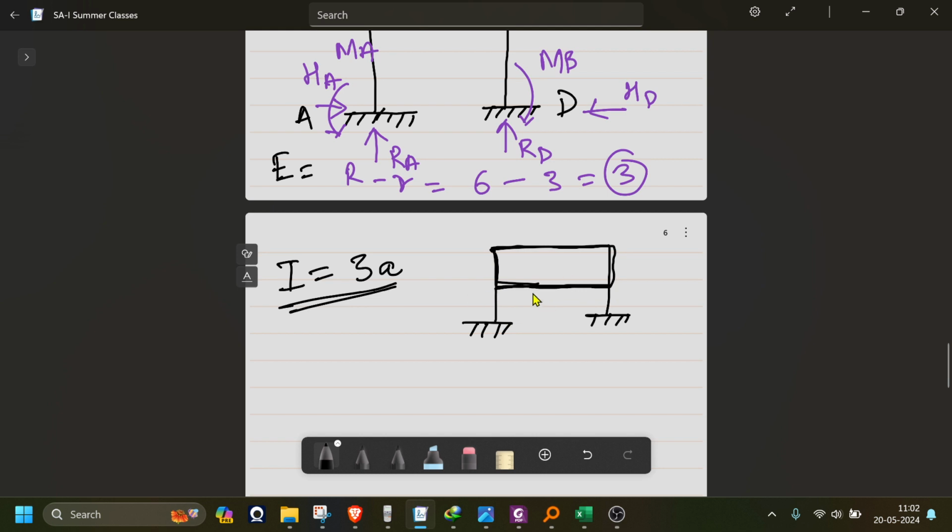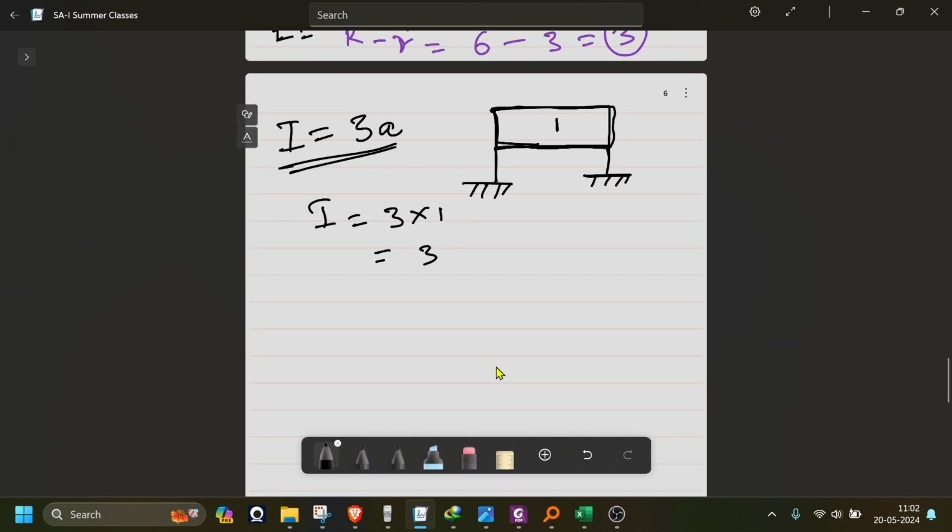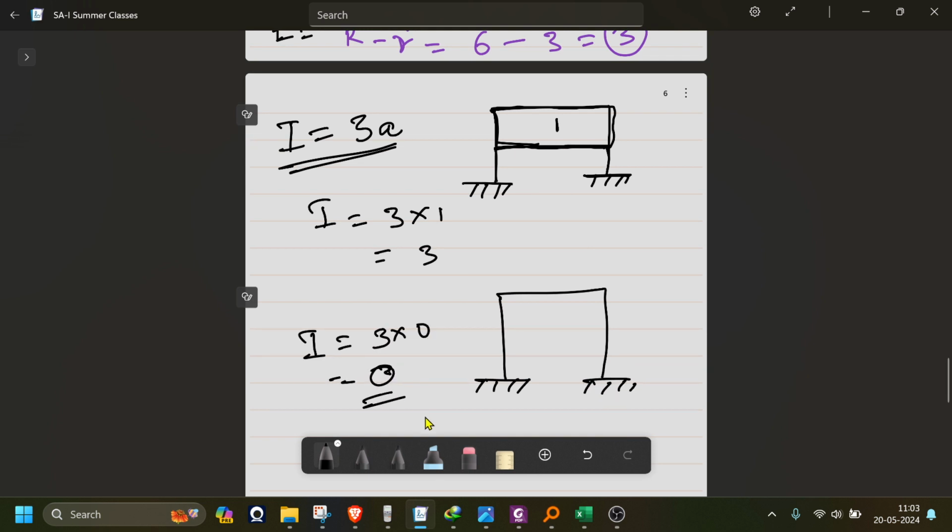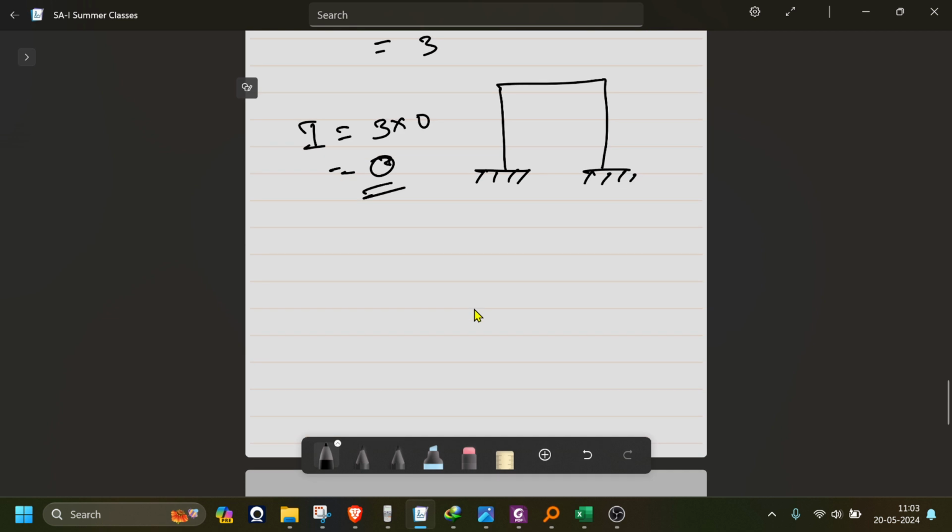So this is a frame, right? So here the internal indeterminacy I equals 3 into how many? The enclosed structure is only 1. So 3 into 1, that is 3. Now tell me, what will this one be? What is the internal indeterminacy for this frame? Is there any enclosed cell? Since it is not there, it will be 3 into 0, that is 0. Right? Okay. That's it. Let's move to the next one.